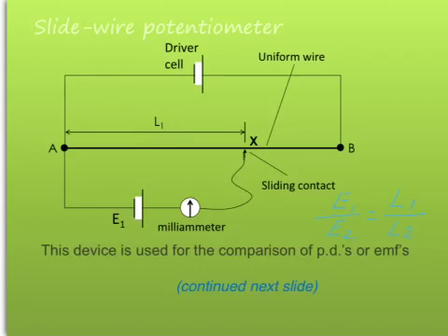Then we replace this cell with another cell of EMF E2, say. And once again we'll repeat the process and find a different point X such that the milliammeter shows no reading. That means no current flowing through here. And then note the length here, L2. Then if we put the values into this equation here, we should be able to find out the ratio of these two EMFs.